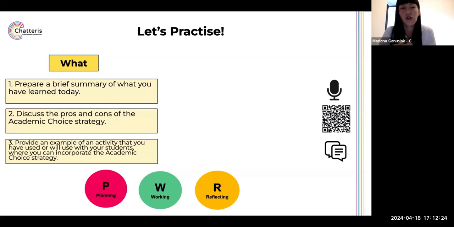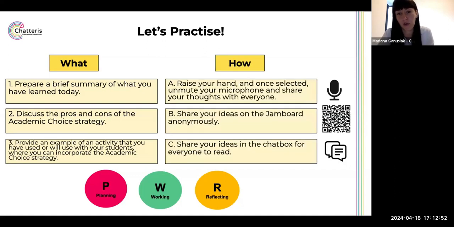So first of all, you will have some content options. You can choose to prepare a brief summary of what you have learned about the academic choice strategy. You can choose to discuss the pros and cons of the academic choice strategy, or you can choose to provide an example of an activity that you have used or maybe are planning to use with your students, where you can incorporate the academic choice strategy. So you have 3 different options to choose from, and you also have 3 process options.